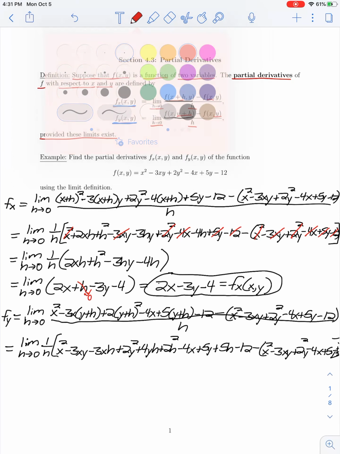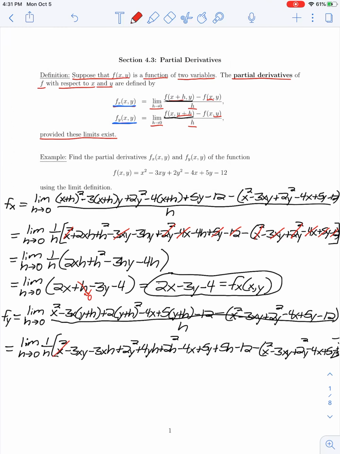So again, canceling some like terms, well, our x squared minus x squared cancel. The negative 3xy minus a negative 3xy cancel. The 2y squared minus 2y squared. Negative 4x minus the negative 4x. 5y minus 5y. And lastly, the negative 12 with the negative 12.